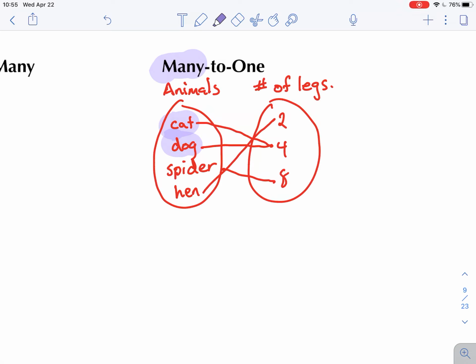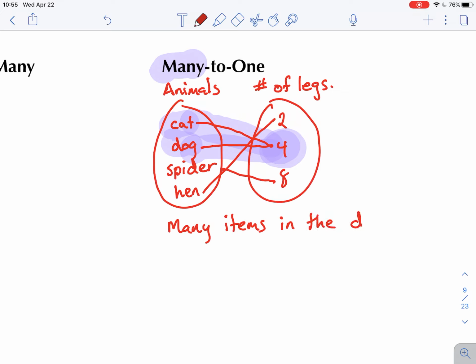Now you can see here we have many in the domain. Cat and dog, many. Many just means more than one. Any number more than one. Many going to 1. So both cat and dog go to 1. So this is a many-to-one relation. Many items in the domain go to one item in the range. Many just means more than one.